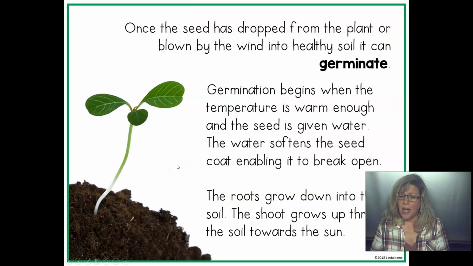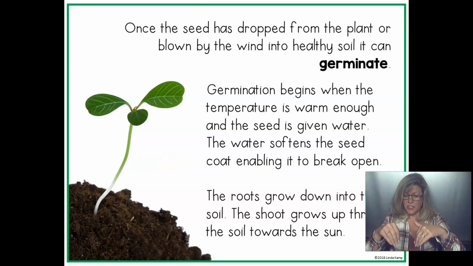Once the seed has dropped from the plant or blown by the wind into healthy soil, it can germinate. Germination begins when the temperature is warm enough and the seed is given water. The water softens the seed coat, enabling it to break open. The roots grow down into the soil, and the shoot grows up through the soil toward the sun. And those, my friends, are the parts of the seed.